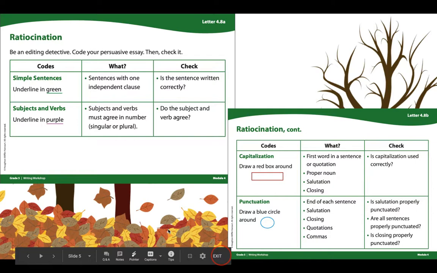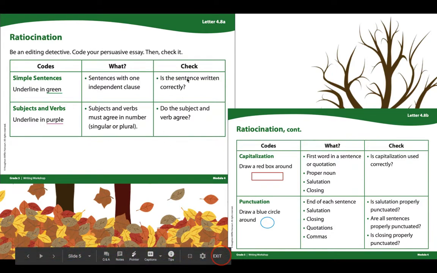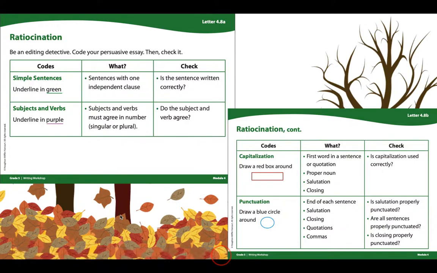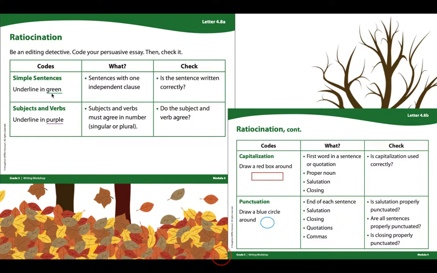All right, you are going to be using this ratiocination procedure today. You will be an editing detective and code your own letter by going through the letter 3 times to apply each code. You will check each code word based on the questions in this column 3 here. You will mark any errors, okay? So for each of these different categories, you will have questions that you need to ask yourself, okay?